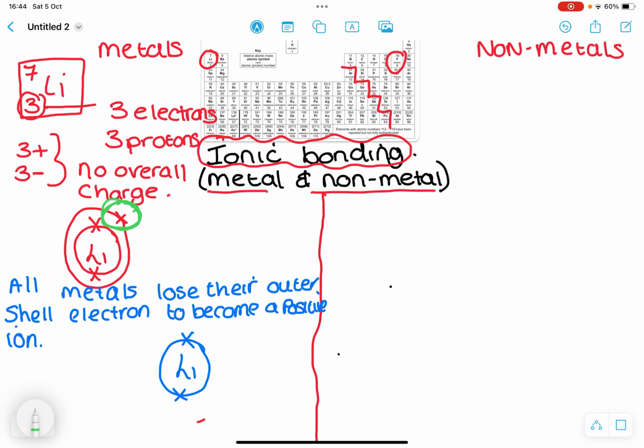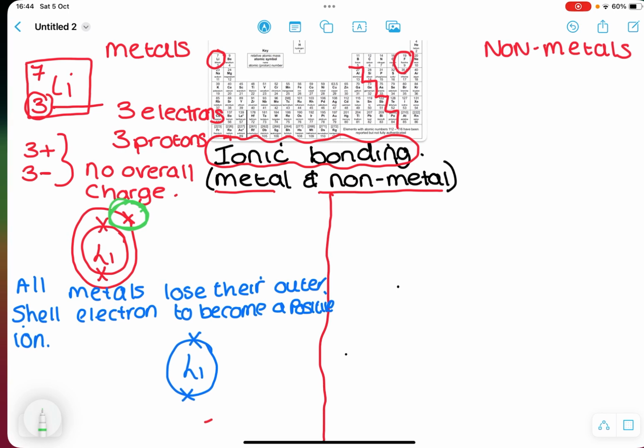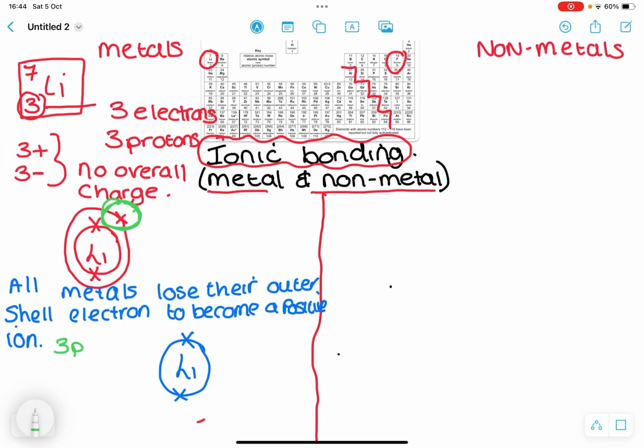So let's have a look at this bottom one here. We have now got in this ion 3 protons in the nucleus. So we've not changed those at all. So we've got a 3 plus. But now we've got 2 electrons because we've lost one of our electrons. So we've got 3 plus, but now we've got 2 minus. If you have got 3 positives and you take away 2 of them, you are left with just a 1 positive. So we call this now a 1 positive ion.